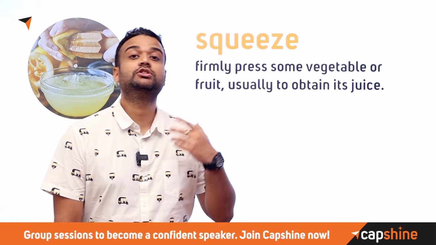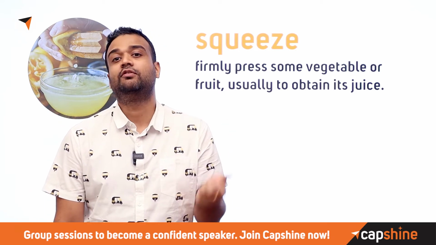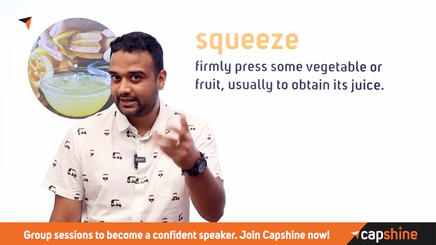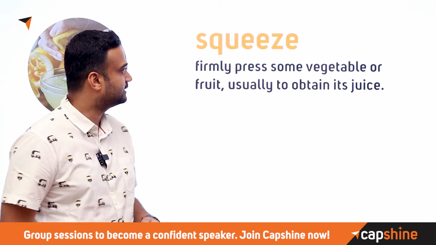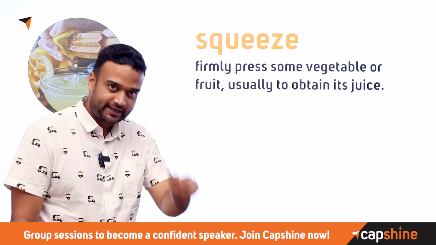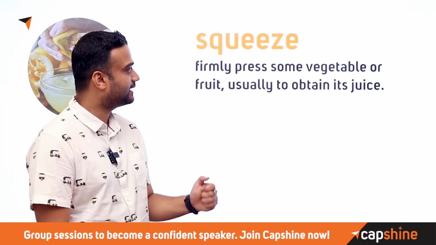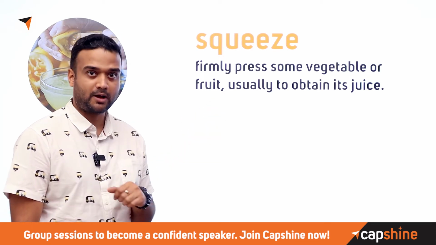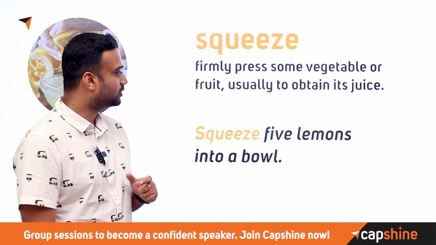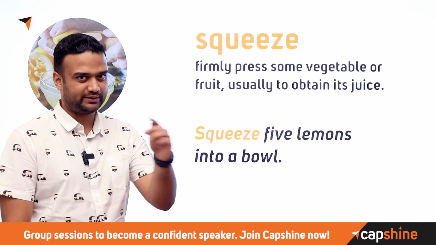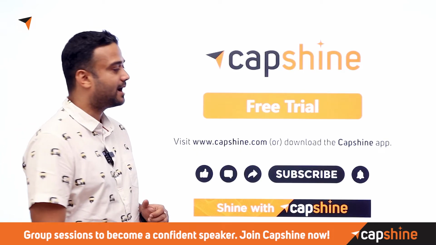Similarly, you can also squeeze something, usually a fruit, a vegetable, something that is liquidy, that would generate liquid. You squeeze it to obtain liquid from it. Firmly press some vegetable or fruit, usually to obtain its juice. Squeeze 5 lemons into a bowl. So you get lemon juice out of that.